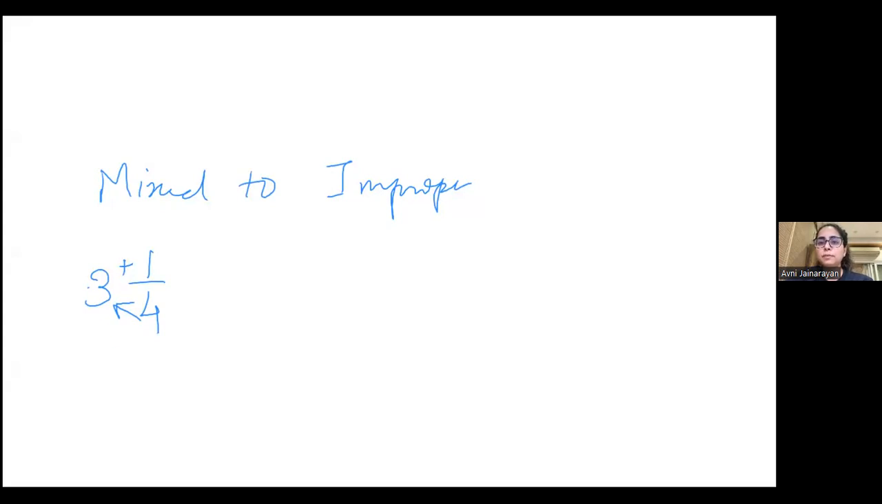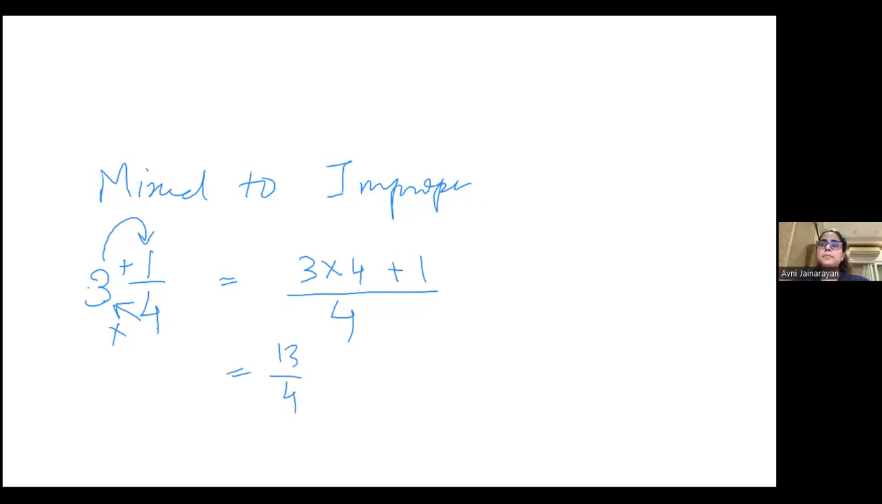So here, from the denominator, when you go to the whole part, you multiply these digits. And then with the answer, you add it to the numerator. So this is how we do 3 times 4. That is 12 plus 1 upon 4. Denominator remains the same. So it's 13 upon 4.